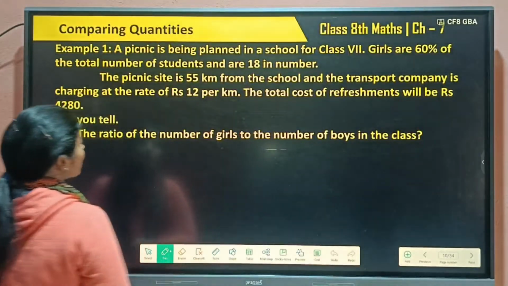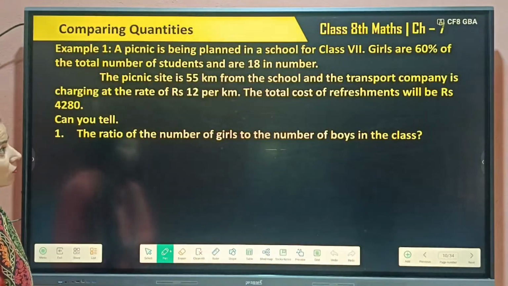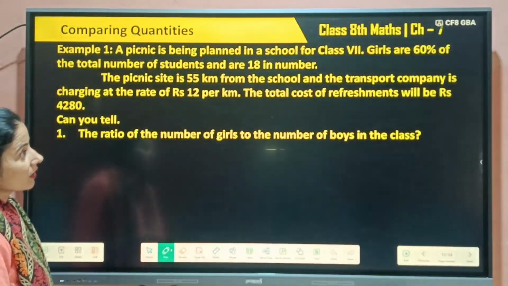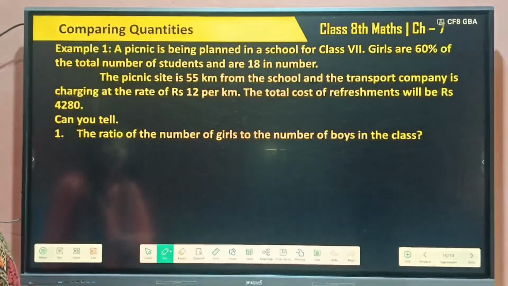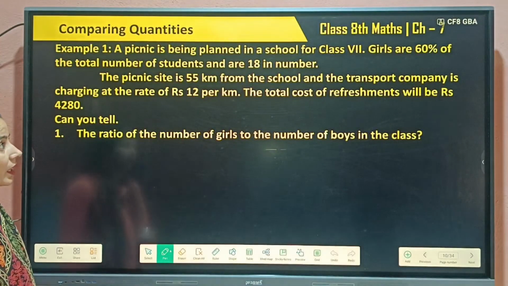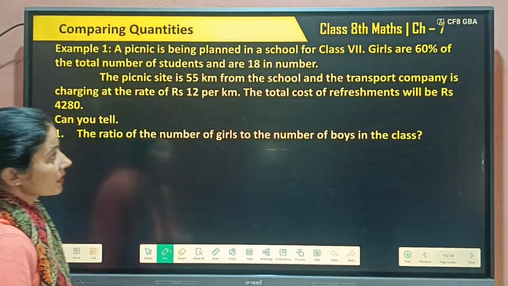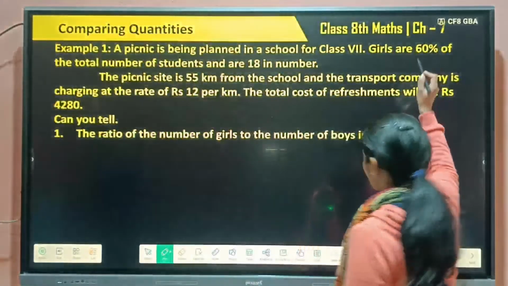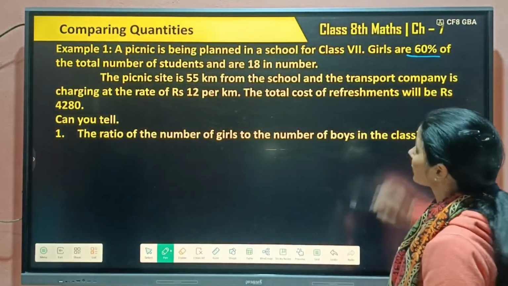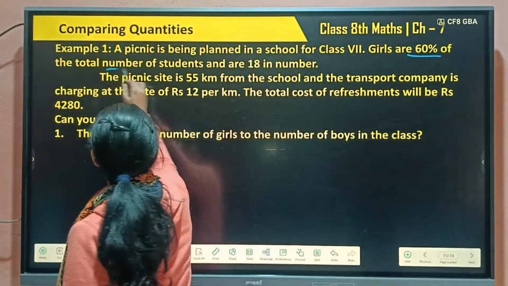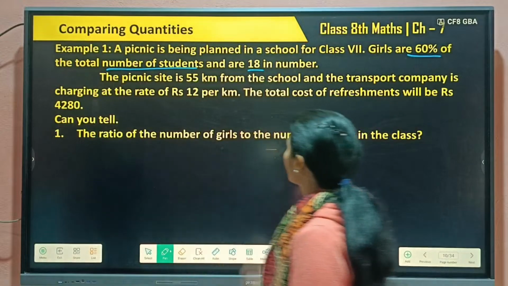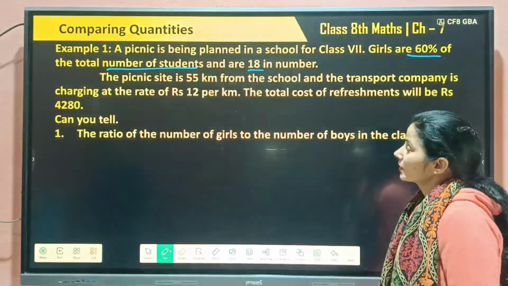A picnic is being planned in a school for class 7th. Girls are 60% of the total number of students and are 18 in numbers.